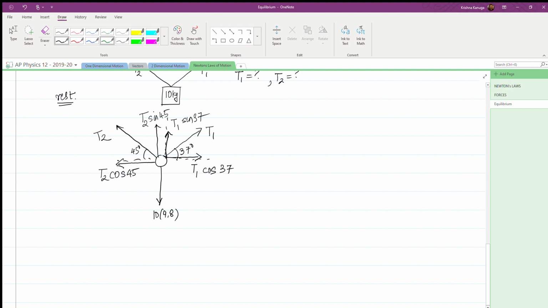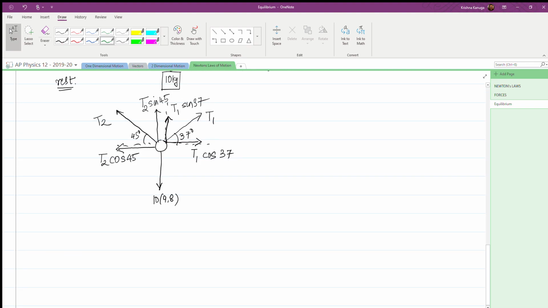Now please understand that the directions of the components are very important because based on the directions you will have appropriate signs. There's a lot of stuff going on in this picture. Just focus on the components, especially the components of T1 and T2. You can ignore T1 and T2 at this point. Let's go ahead and write down our equations.